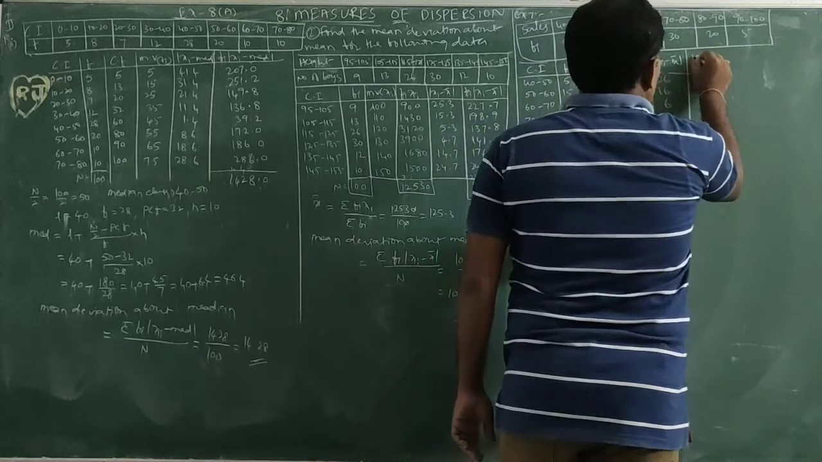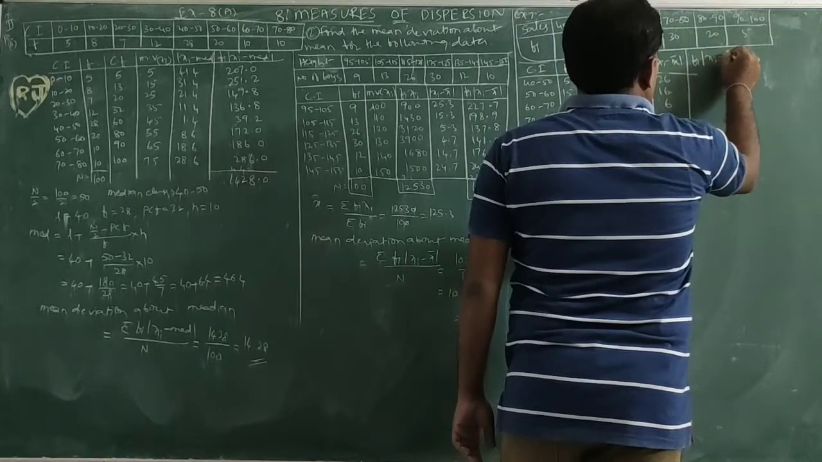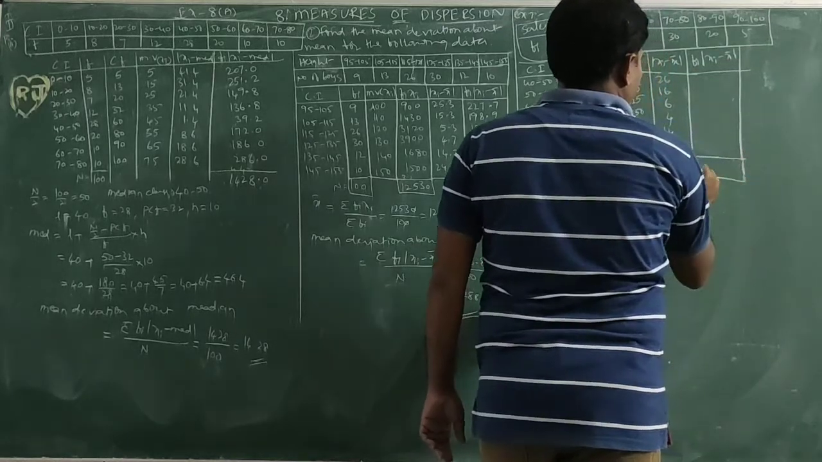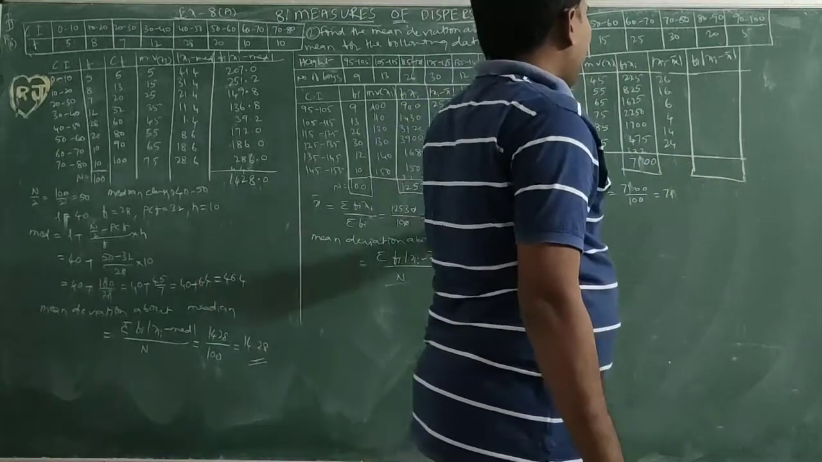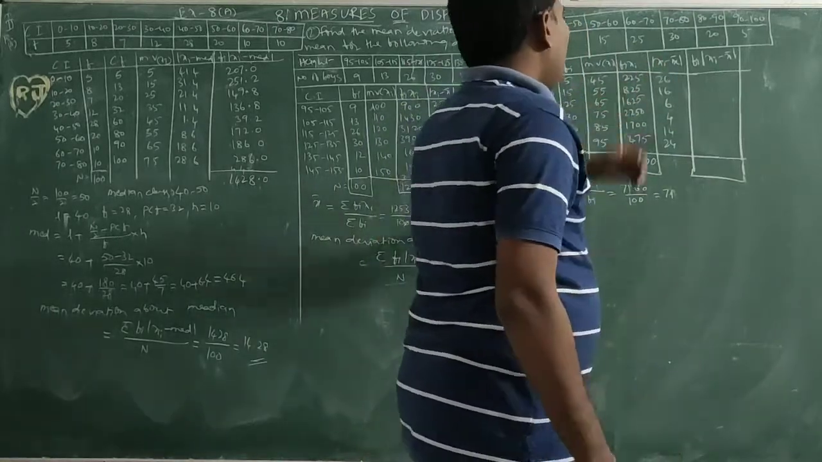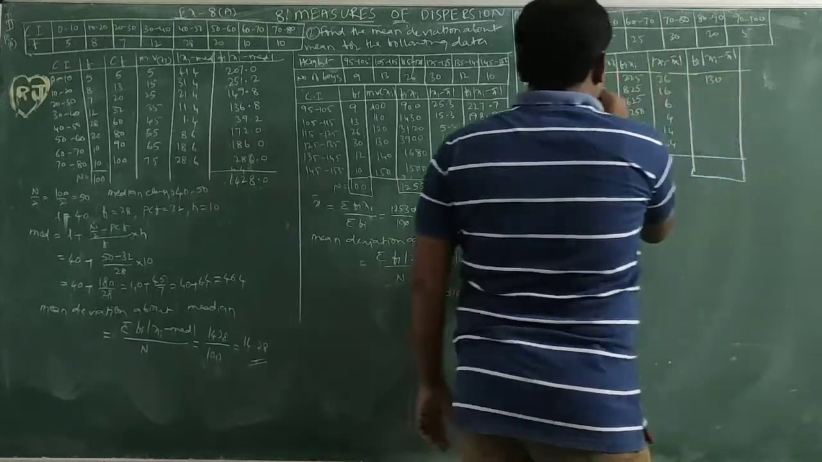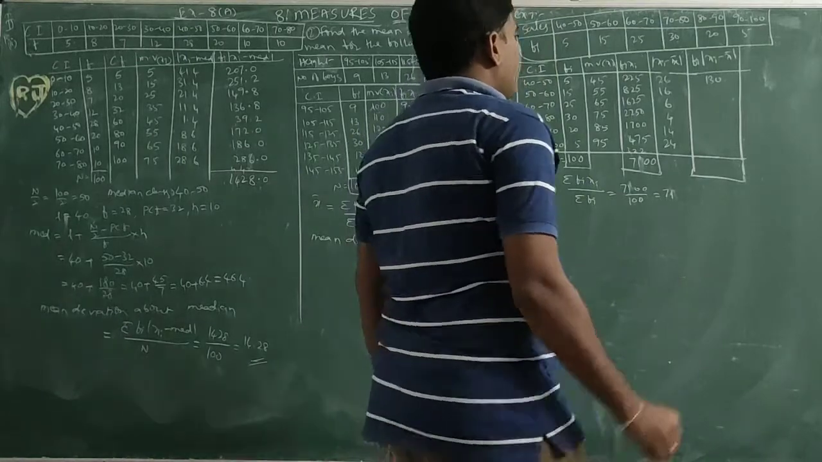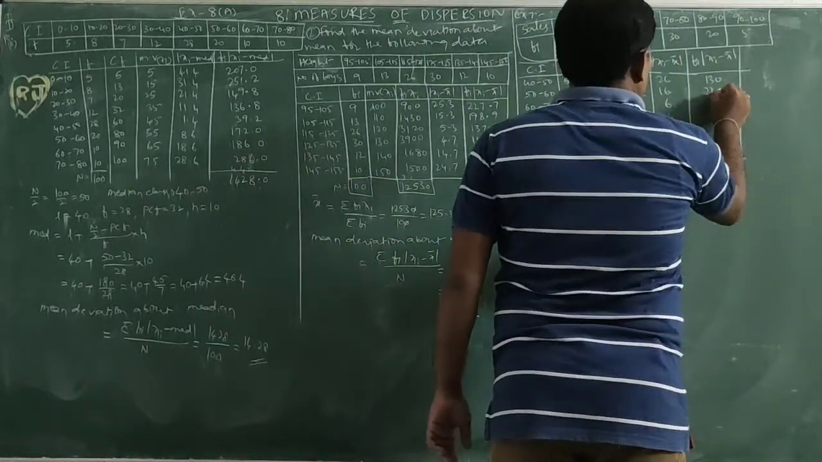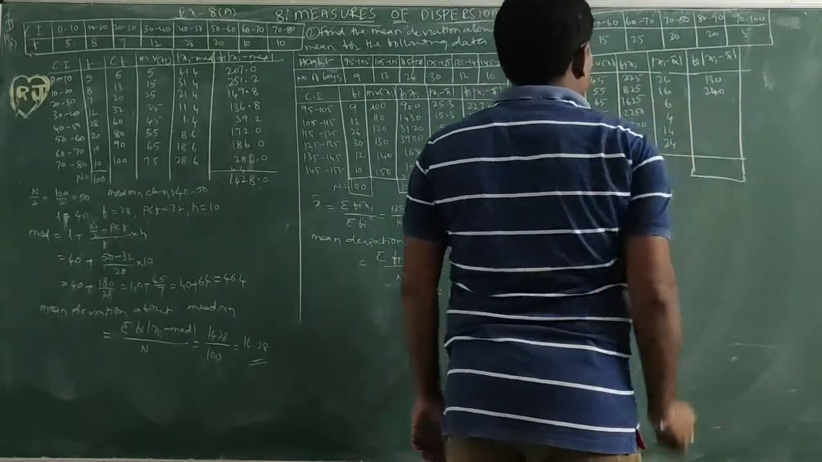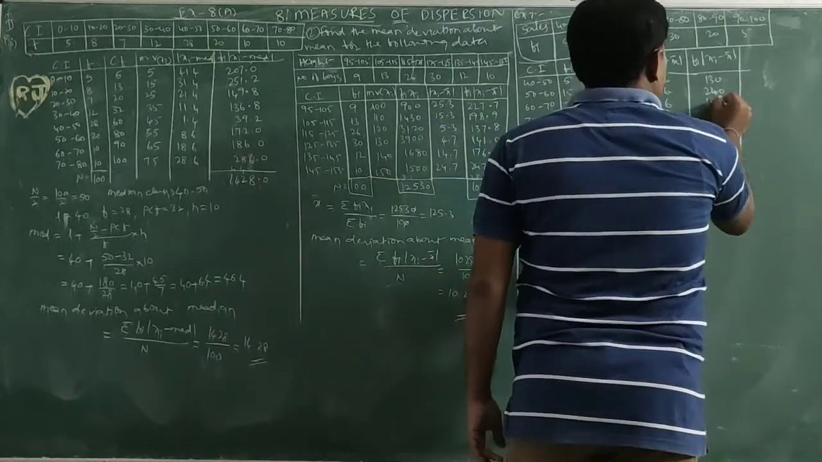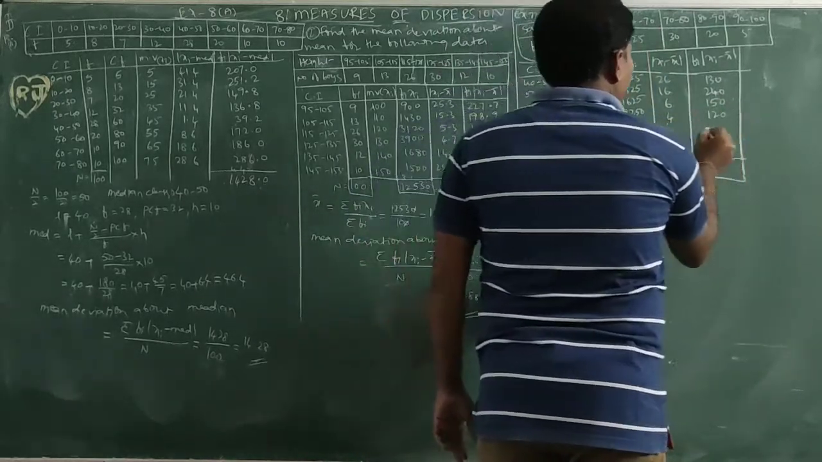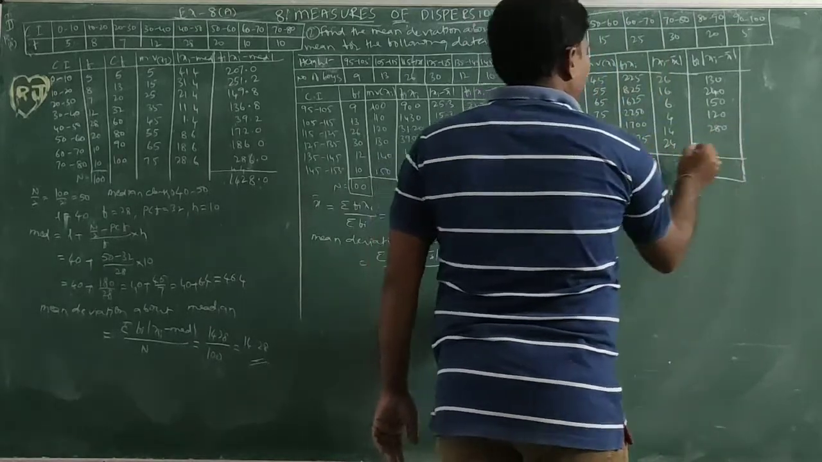So fi into mod xi minus x bar. We are taking the product of fi with mod xi minus x bar. 5 into 27 is 135. 15 into 17 is 255. 25 into 7 is 175. 30 into 3 is 90. 25 into 13 is 325. 5 into 23 is 115.